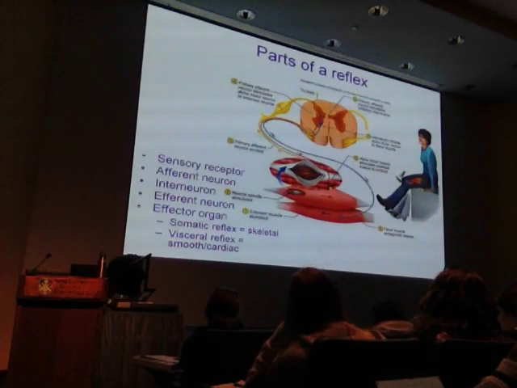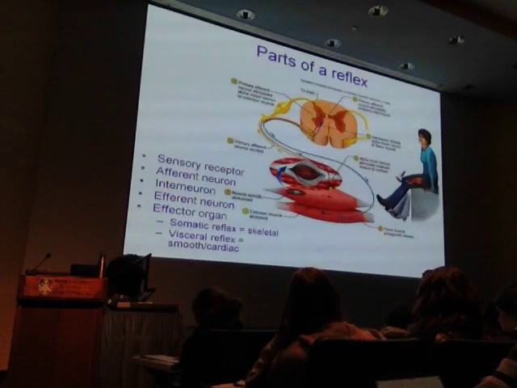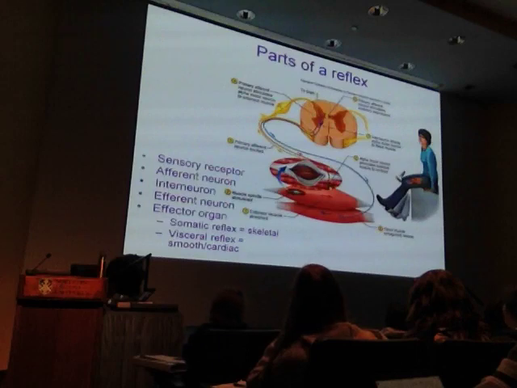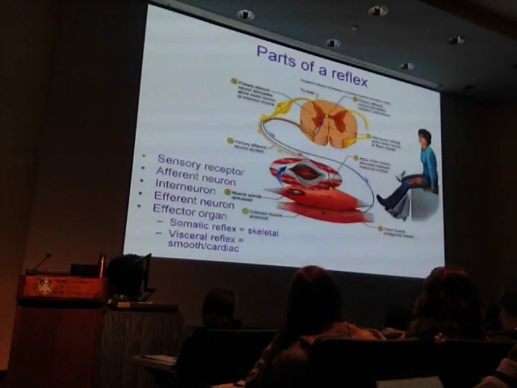This is an example of a somatic reflex because it's skeletal muscle. Now, later in the lecture, I'm going to talk about examples of visceral reflex. Because the visceral reflexes control things of the abdomen and the thoracic cavity, usually it's either smooth or cardiac muscle rather than skeletal. Okay?